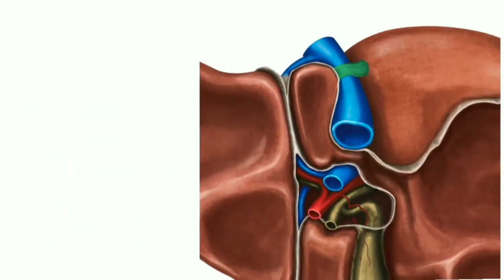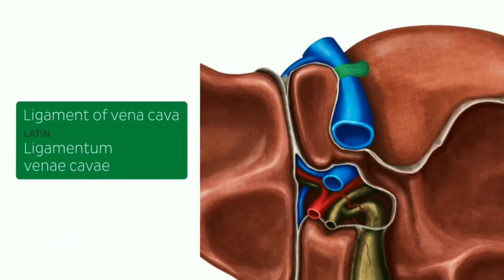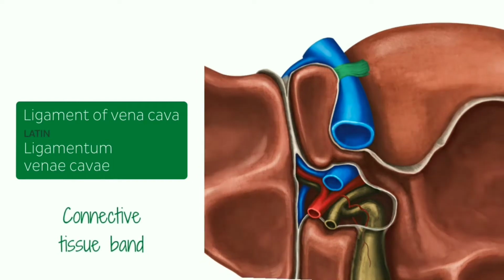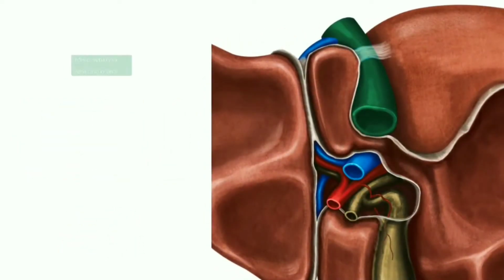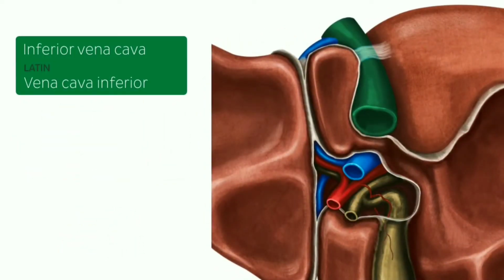Another ligament of the liver we will look at is the ligament of the inferior vena cava. This ligament, seen here highlighted in green, is a connective tissue band that forms a bridge over the inferior vena cava. The inferior vena cava is the main vein that carries deoxygenated blood from the lower half of the body to the right atrium. It is situated in the retroperitoneal space on the posterior wall of the abdominal cavity to the right of the abdominal aorta.